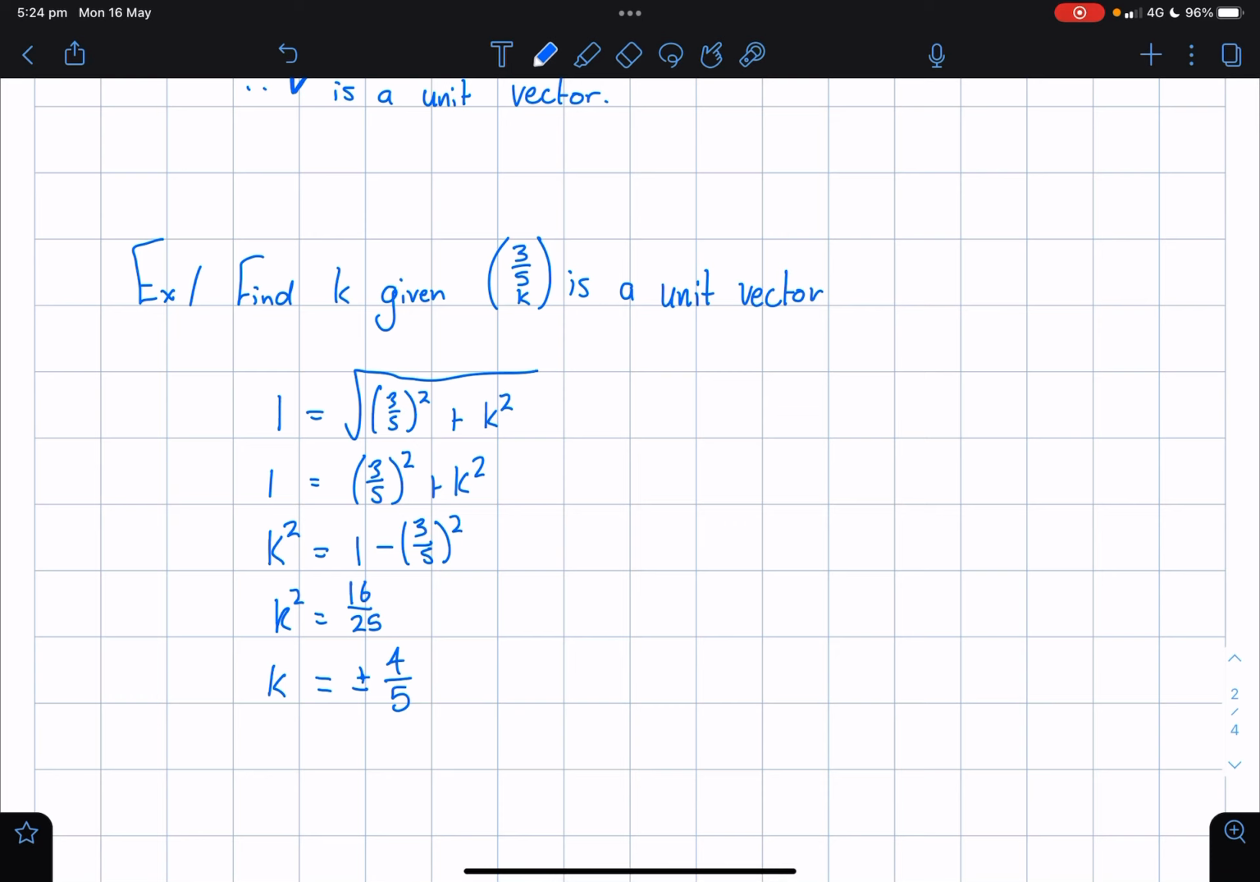Now, just before I said we are ignoring the negative values, but that was for the magnitude. We are now looking at an unknown component inside a vector, which can be positive or negative, so we leave it as plus or minus.